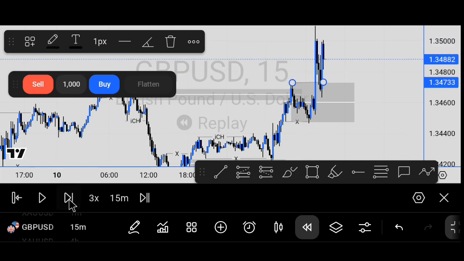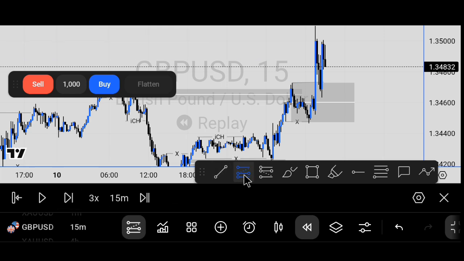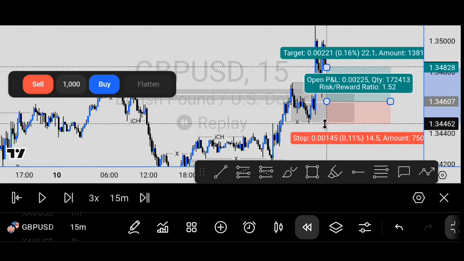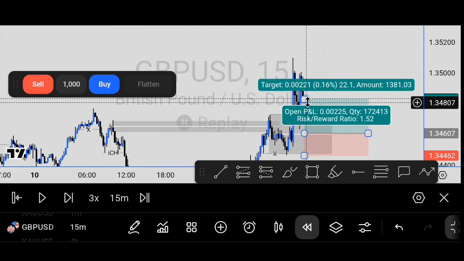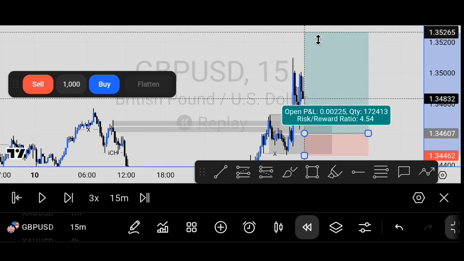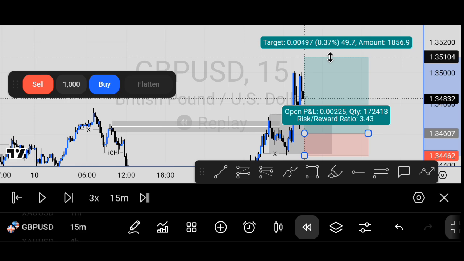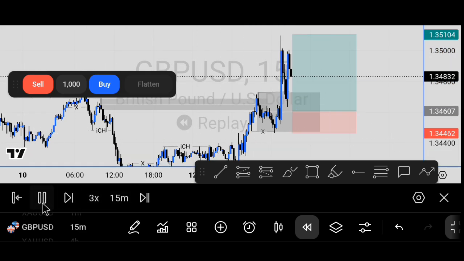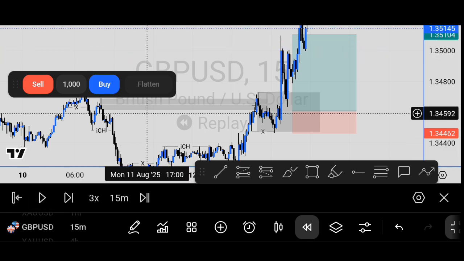You can see price went up swiftly, although it would have been a much better risk to reward if price can come into this like 50%, and then we can go like maybe 1:3, that kind of trade. But I don't think price came back. Yeah, so price didn't come back.